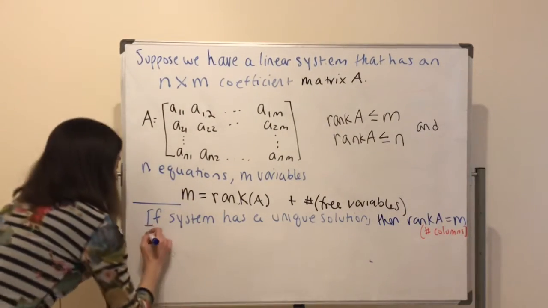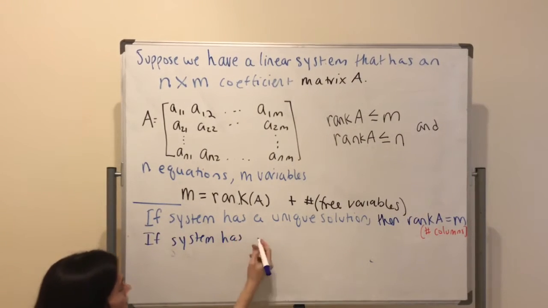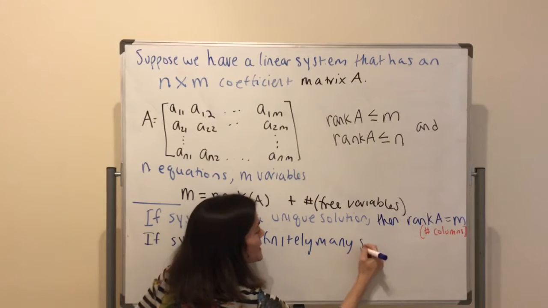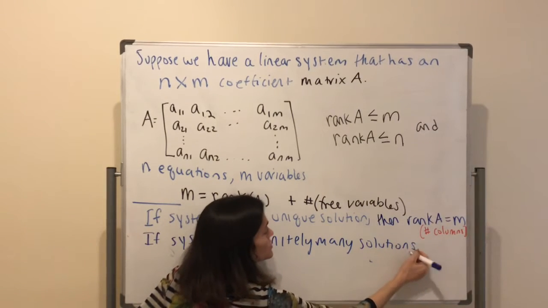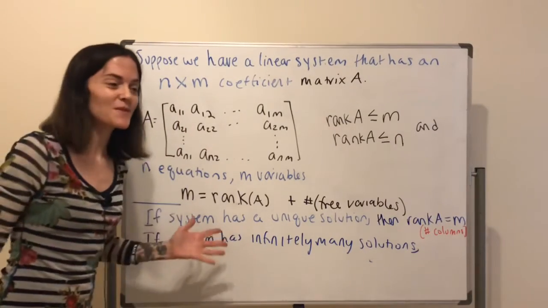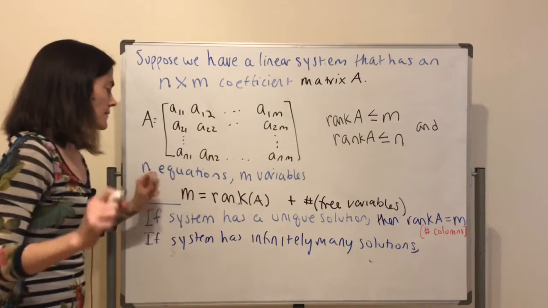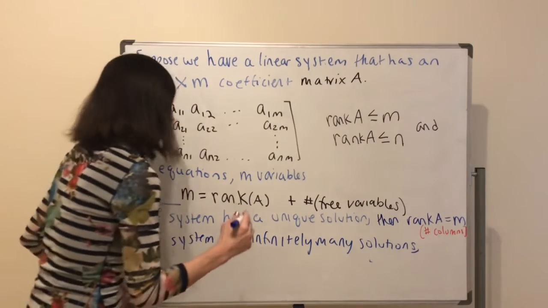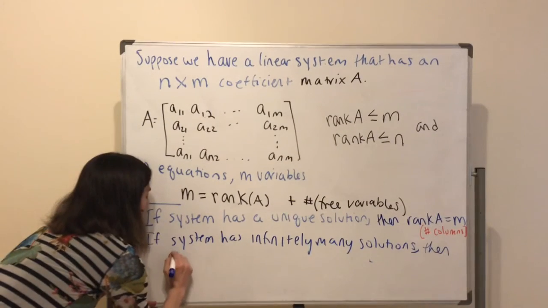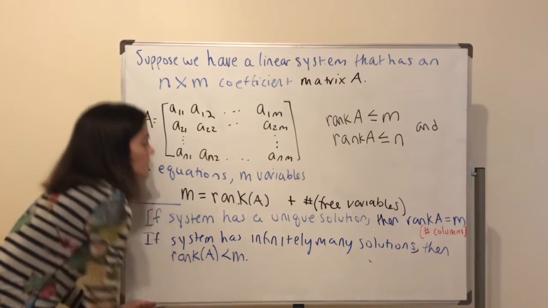So if a system has infinitely many solutions, well, I'm looking at the exact same equation. Infinitely many solutions happens precisely when you have at least one free variable. I mean, maybe you have more than one, but you have at least one, okay? So this says the rank of A is strictly less than m. Then, I'm going to have to write it on the next line. The rank of A is strictly less than the number of columns.